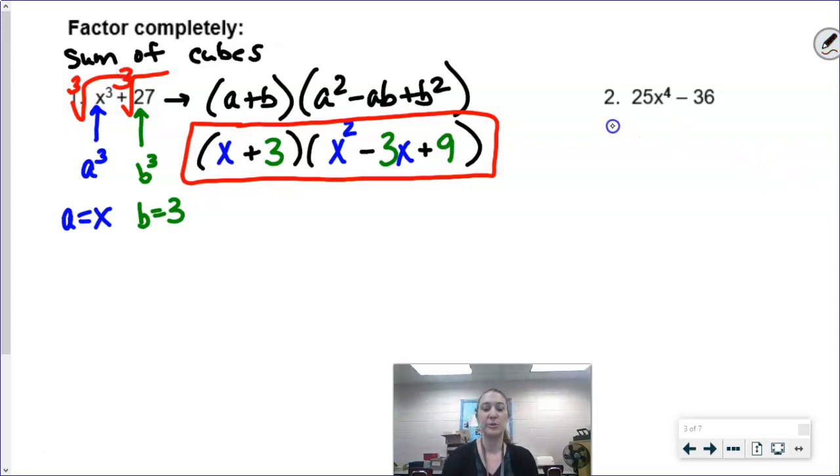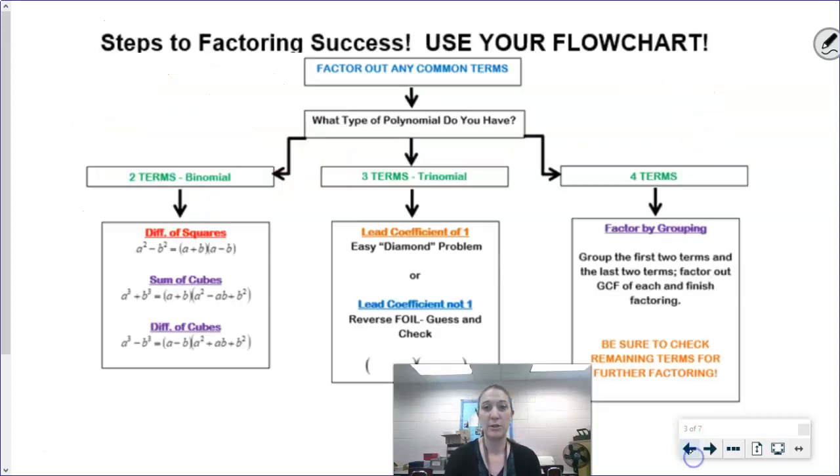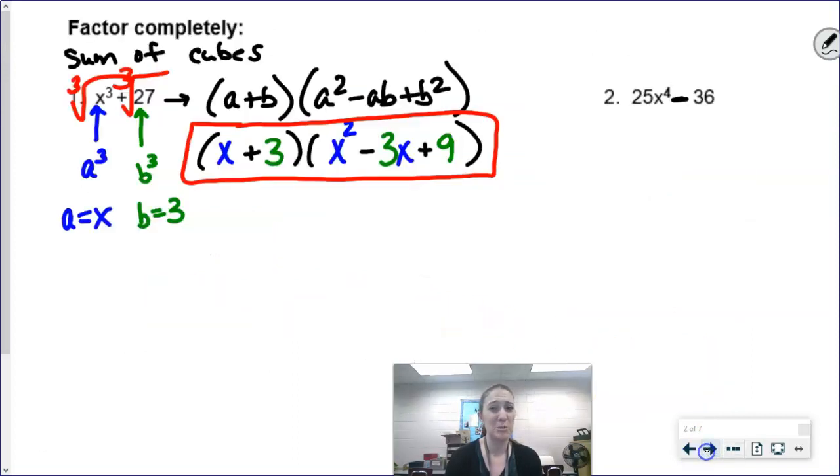All right, number 2. So back to the top of the flowchart. Look for any common factors. We don't have any common factors. So I move down the flowchart and I say, do I have 2 terms, 3 terms, or 4 terms? Clearly there's 2 terms here. Also clearly it's a difference question, right? So if I notice on my flowchart, there's the difference of squares and there's the difference of cubes. So I have to just stop and look at the question more closely.